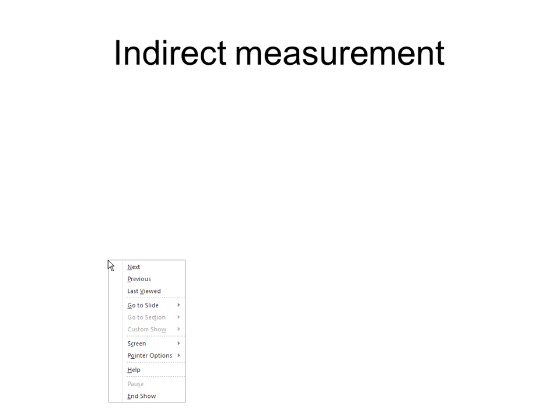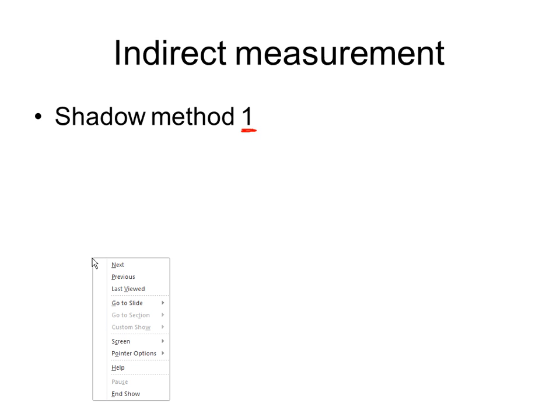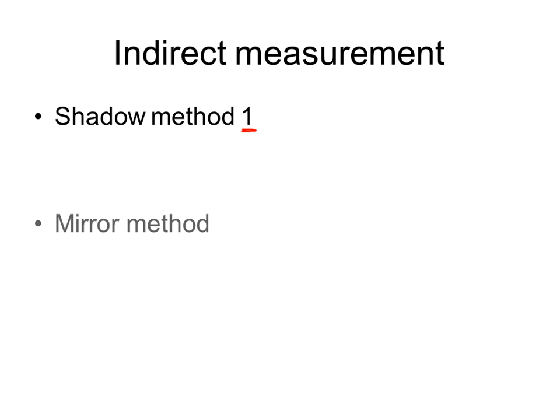We're going to talk basically about three basic kinds of indirect measurement. One's the shadow method, and I call it shadow method 1 because there's actually two ways that you can use a shadow. Second one is a mirror method, and then the third way is shadow method 2. And I'm going to show you a slide for each one of these and draw some pictures to help you understand how to set up your proportions and match up the similar triangles.